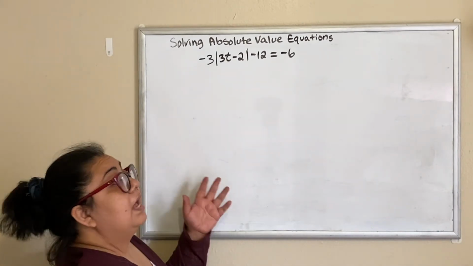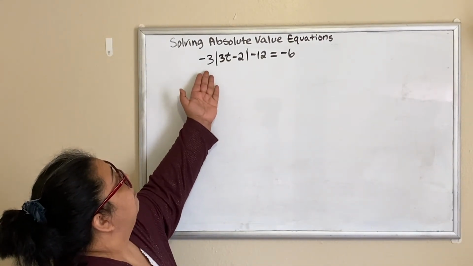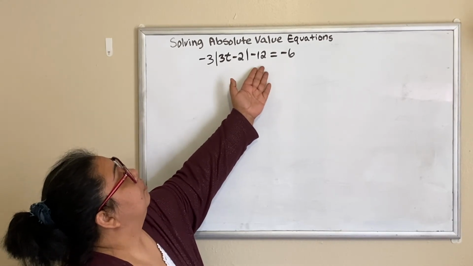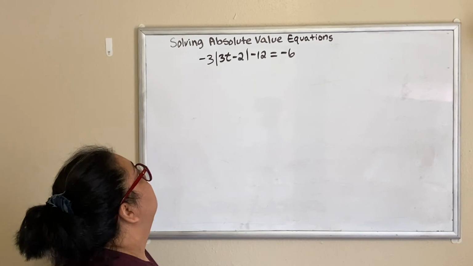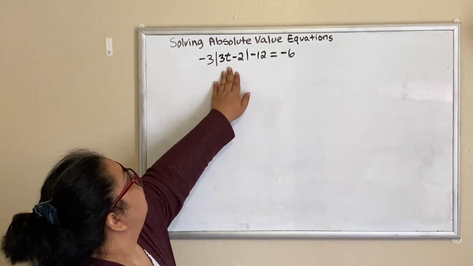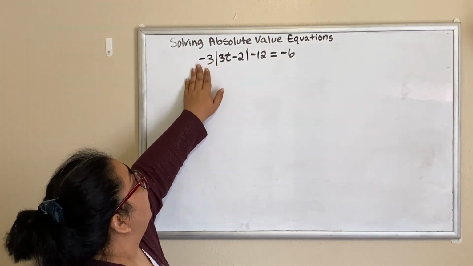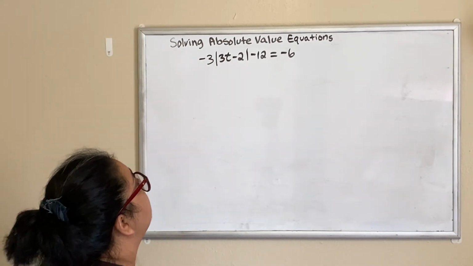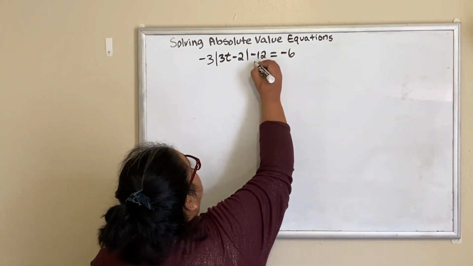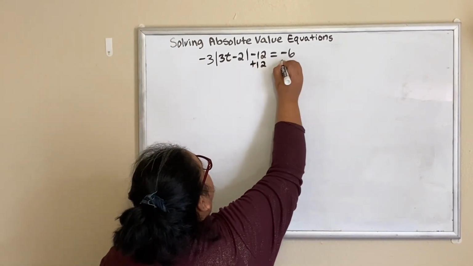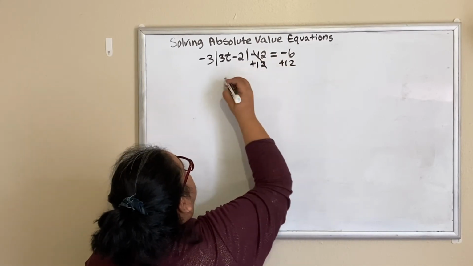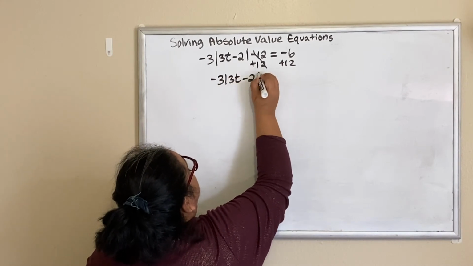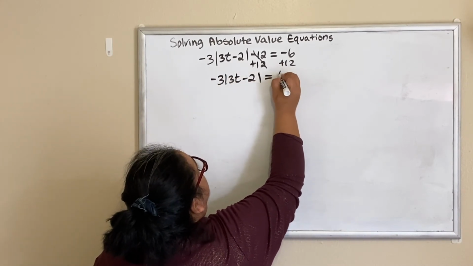Okay, so here we have our last example. Our last example is -3 times the absolute value of 3t minus 2, minus 12, equals -6. So, notice the absolute value is not isolated. We're multiplying by -3 and we're subtracting 12. So we need to use reverse order of operations to isolate it. So first we're going to do addition and subtraction by adding 12 to both sides. That eliminates the 12. We get -3 times the absolute value of 3t minus 2 equals 6.